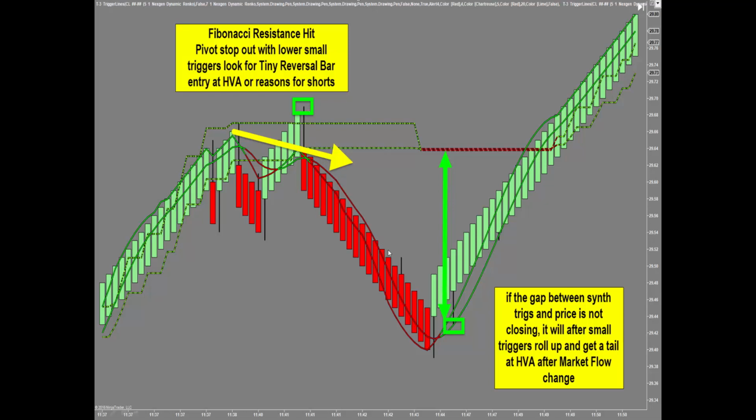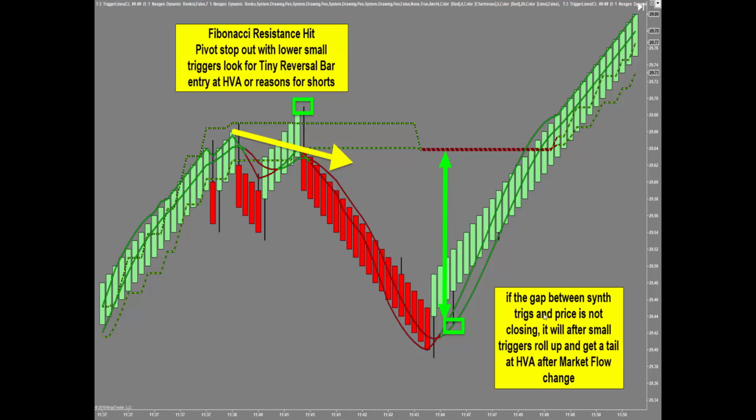Now, as we're in our short and the market's progressing down, look at this green arrow. This huge gap between price and our small triggers, which are rolling over, is usually going to get closed. Remember what we talked about with our small triggers rolling over and pulling back to them when they're crossed to the upside? This is that look that if you were short, you would be out of your short position.